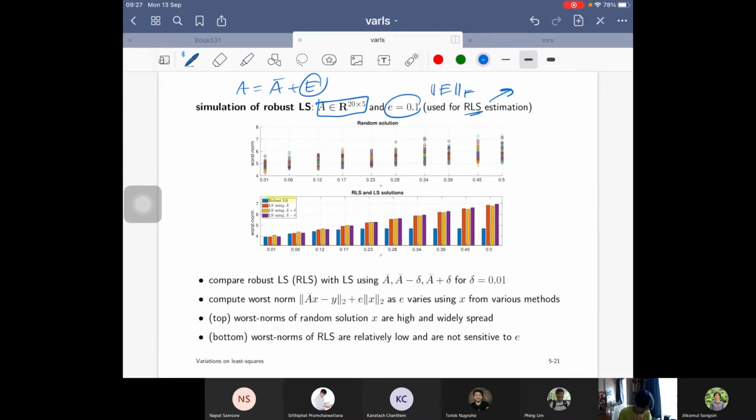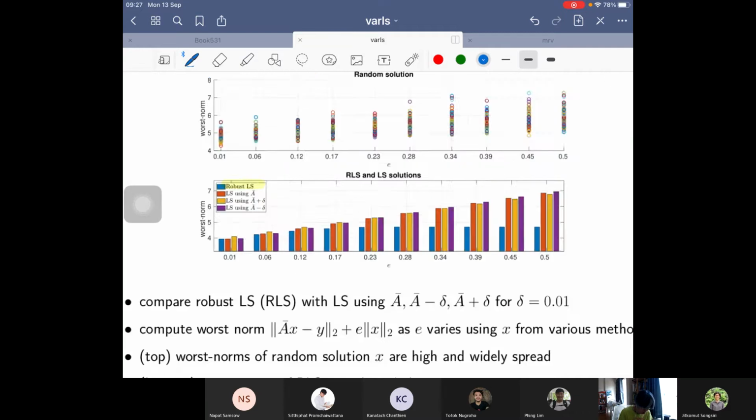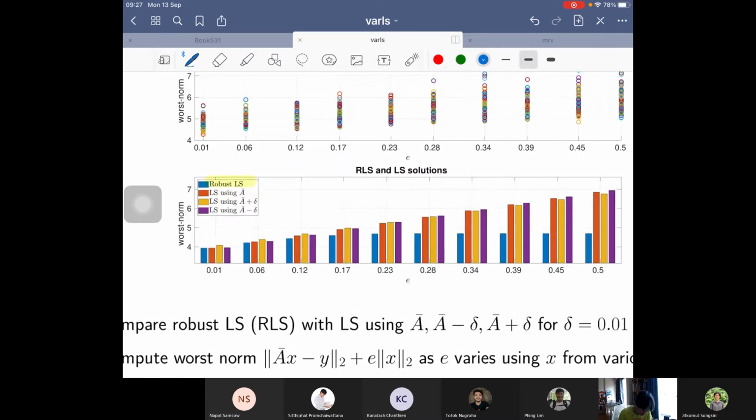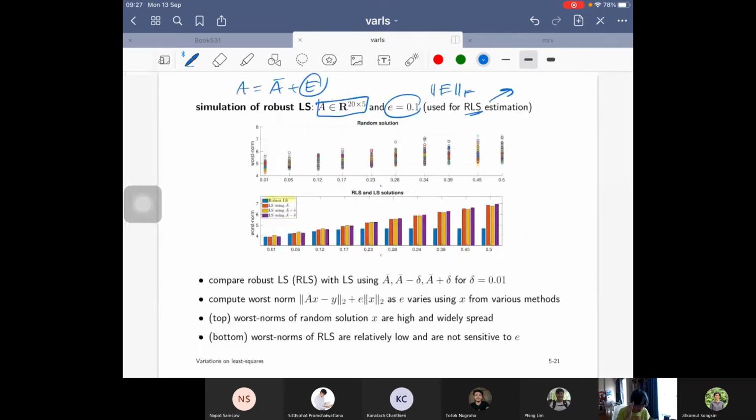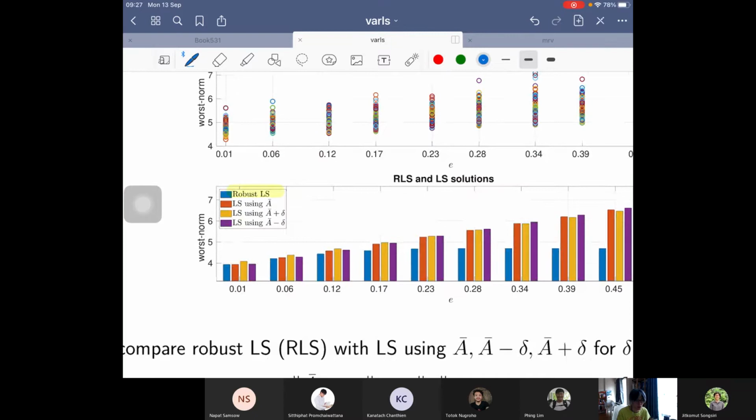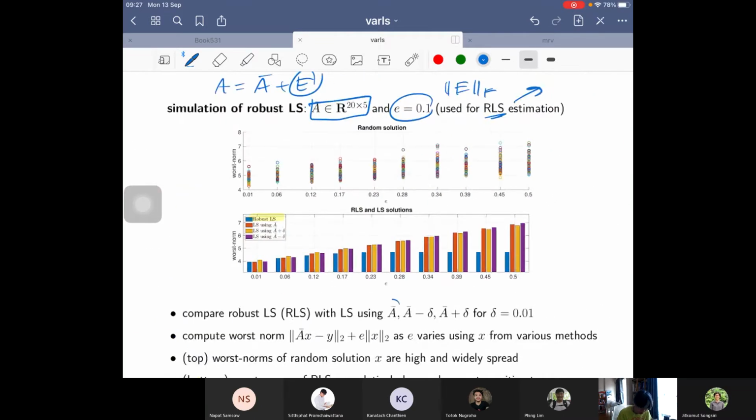For now, we can also consider 3 cases of the least square. If you don't use robust least square, you can think heuristically that in the least square, of course, probably I use A bar, the nominal value. That makes the most sense. Use the average, use the nominal value to compute the solution. So that's one possibility of applying least square to this uncertain problem.